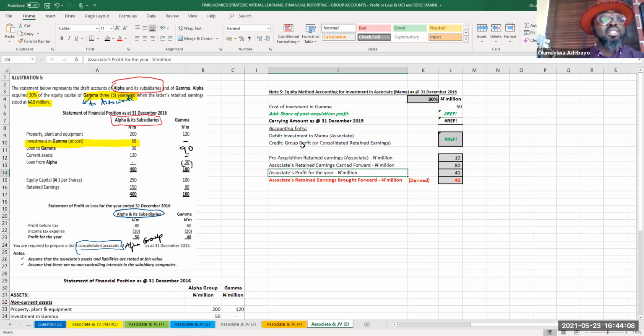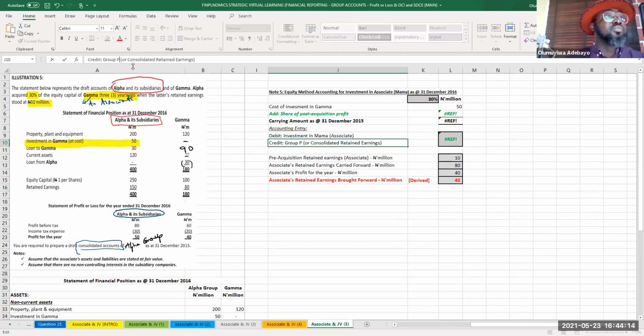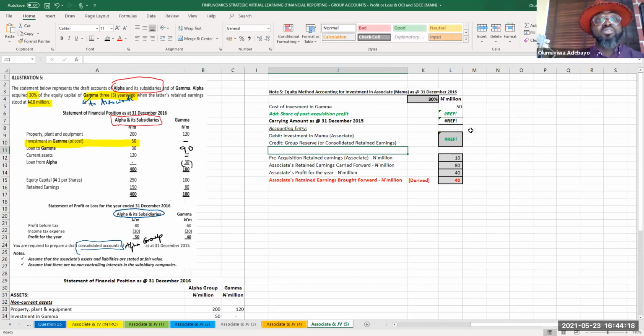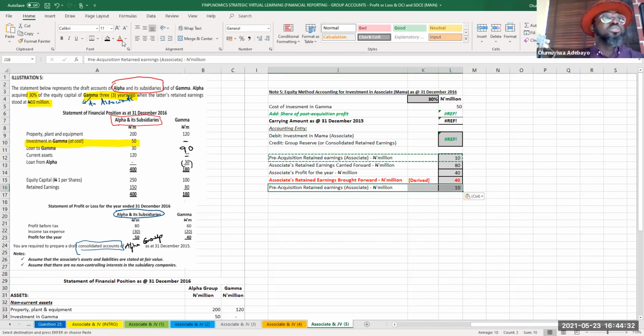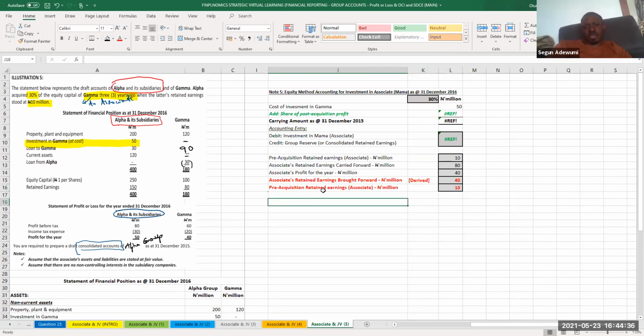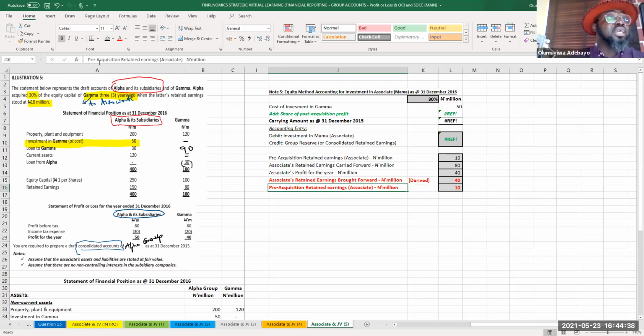We then need to determine what goes into our group reserve from the balance sheet perspective. And that is how much. We now need our post-acquisition profit. What's our post-acquisition? This is pre-10. What is our post? It's not 70. Our post-acquisition now.